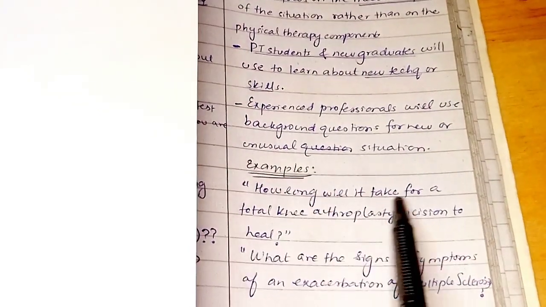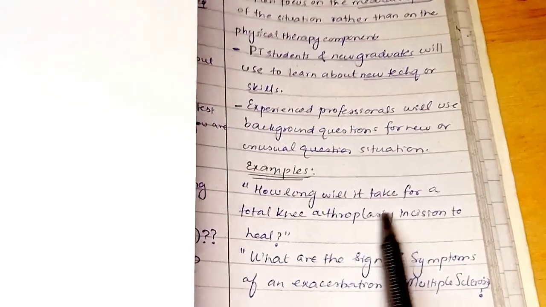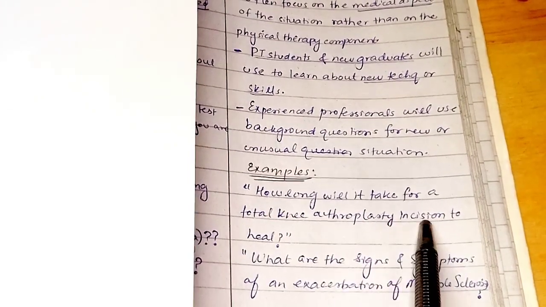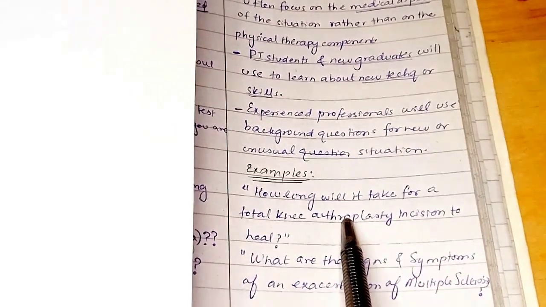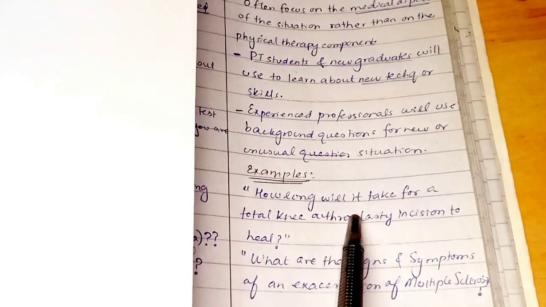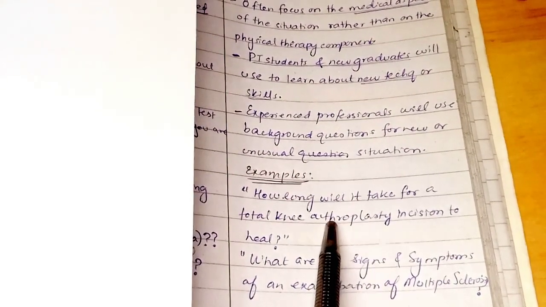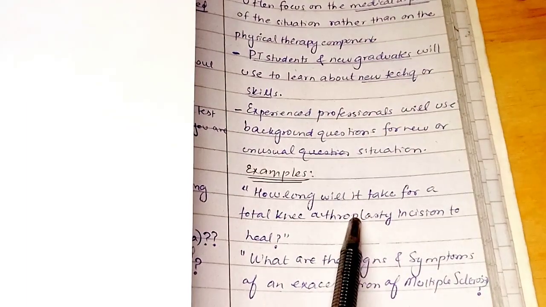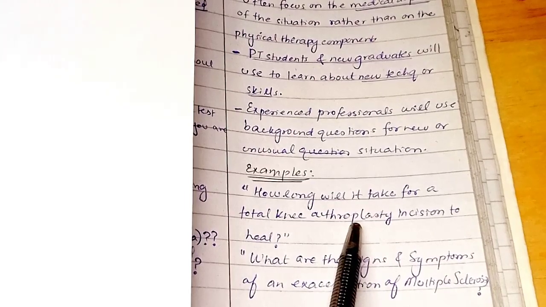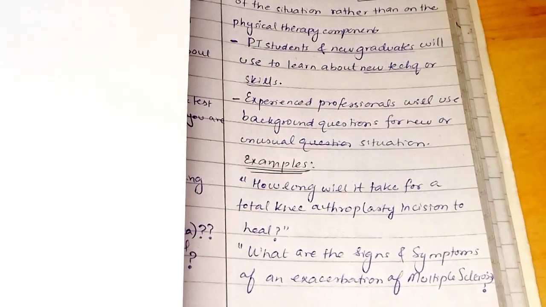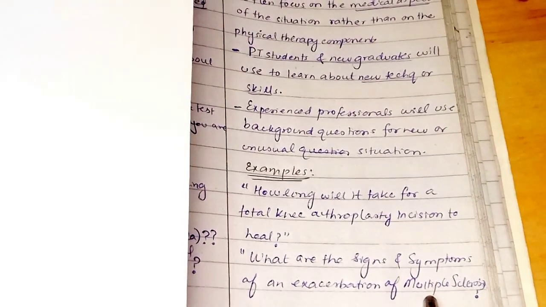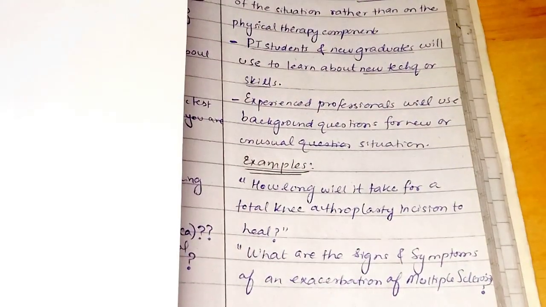Now let's discuss background questions with the help of an example. How long will it take for a total knee arthroplasty incision to heal? Total knee arthroplasty is a medical procedure, and this question is related to general knowledge about how long this procedure will take to heal. You can say it is the nature of the procedure, the nature of the healing that will take place after it. So this is a background question. Then we have: what are the signs and symptoms of an exacerbation of multiple sclerosis? Again, this is a general question related to the medical condition.